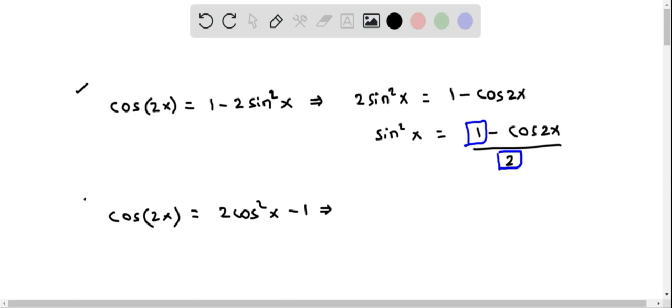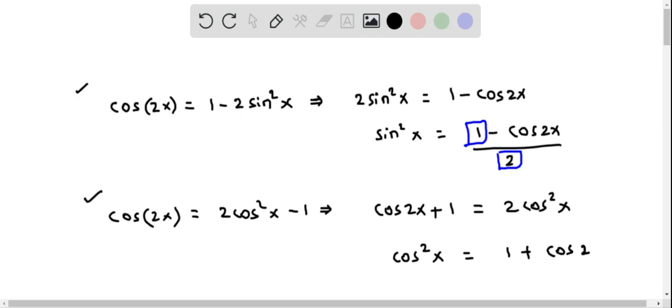Sine squared x equals (1 minus cosine 2x) divided by 2. Now we find cosine squared x from this equation. For that, we add 1 to both sides and divide by 2. When we do that, we get cosine 2x plus 1 equals 2 cosine squared x. Dividing both sides by 2 and rearranging for cosine squared x, we write this as (1 plus cosine 2x) divided by 2.